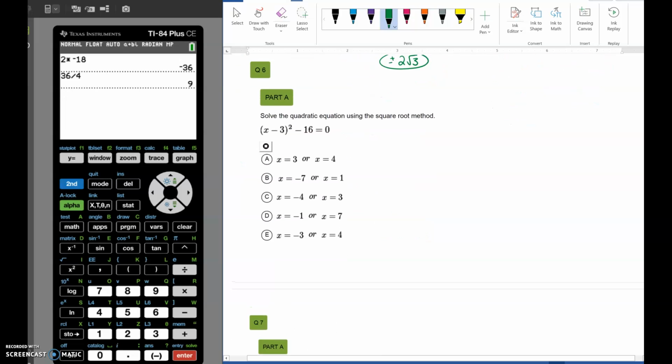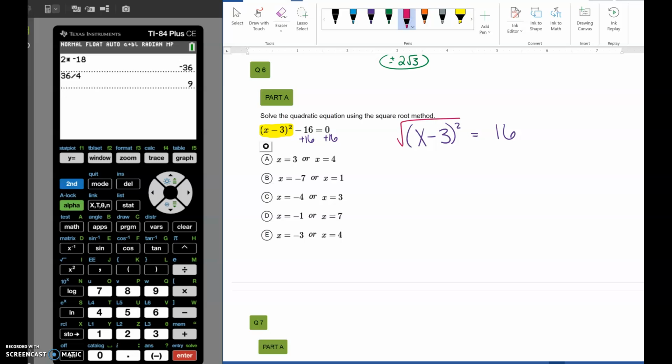Number 6, there's definitely a problem that looks like this on the quiz. Solve using the square root method. You have to get the thing that is squared by itself. So our first step is going to be to add 16 on both sides. So we will have x minus 3 squared equals 16.